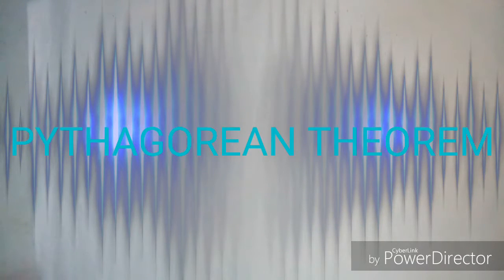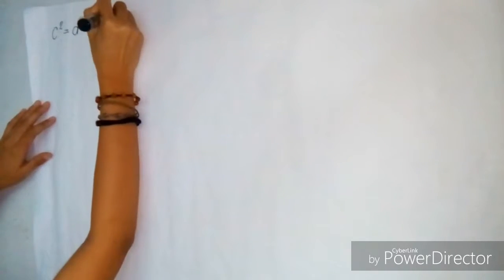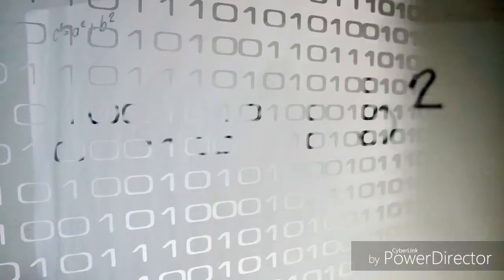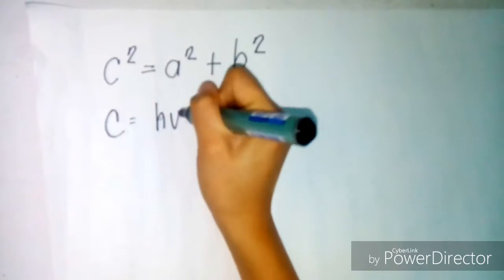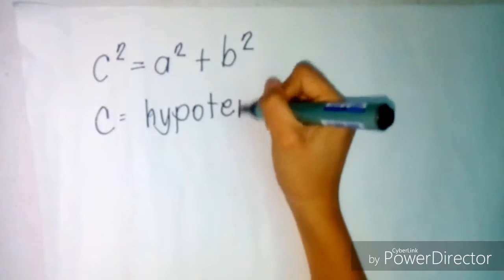Its formula is the square of the length of the hypotenuse of a right triangle equals the sum of the squares and length of the other two sides. It can also be written as c squared equals a squared plus b squared, in which c represents the hypotenuse and a and b represent the sides of the right triangle.